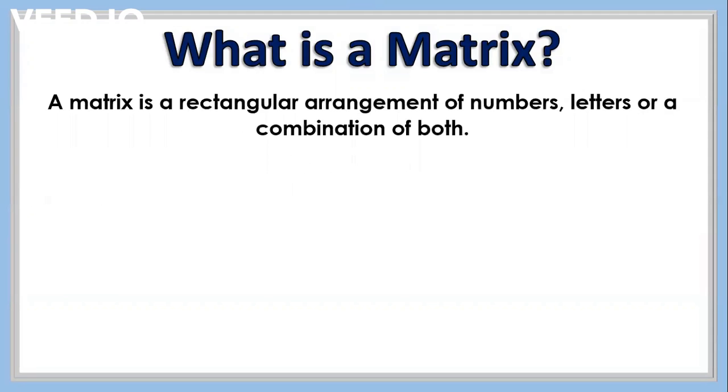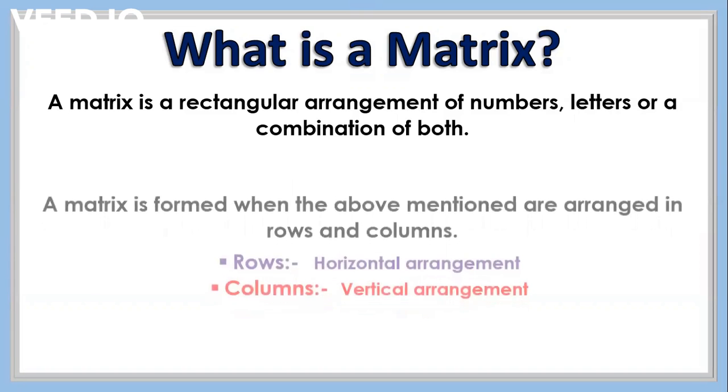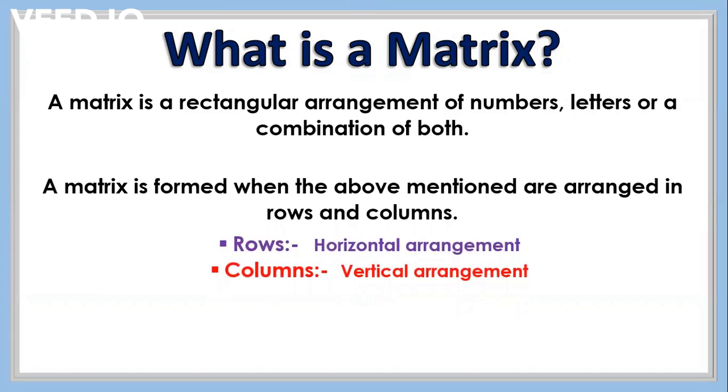A matrix is a rectangular arrangement of numbers, letters, or a combination of both. A matrix is formed when the above mentioned are arranged in rows and columns. Please note that rows are horizontal arrangements and columns are vertical arrangements.